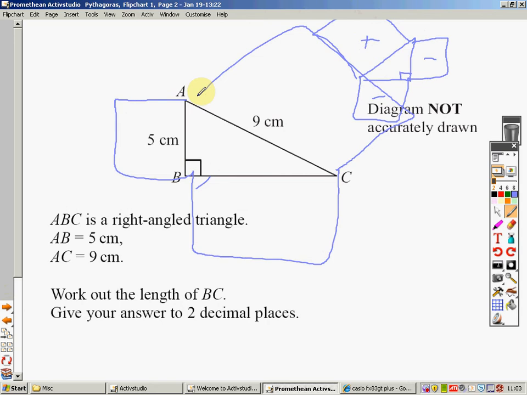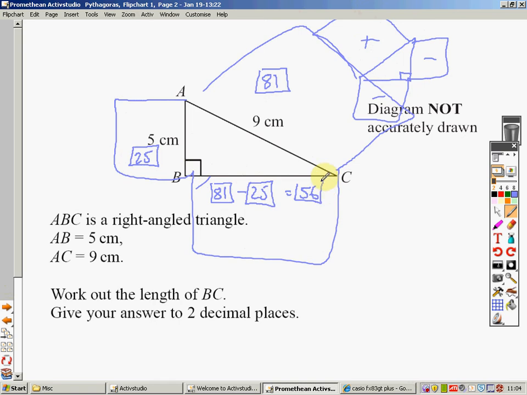Here we go. 5 squared, 25. Don't know that side. 9 squared, 81. Now, this one. It's one of the shorter sides, so it's going to be a take away. So it's going to be 81 subtract 25. Now you can do that on a calculator if you wish, or you can use your head. It's actually 56.